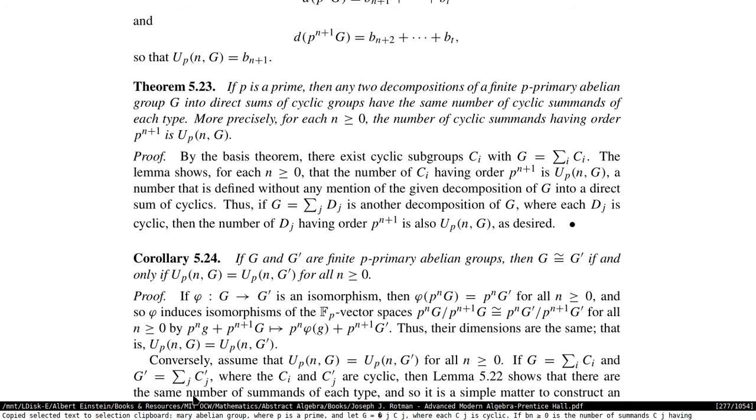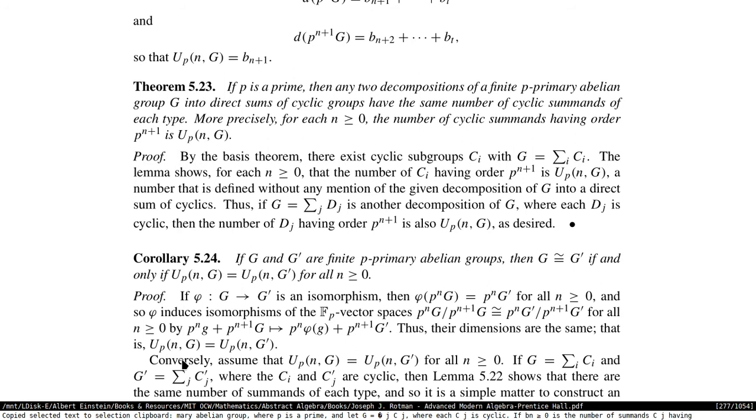Yeah. So theorem 5.23. If p is a prime, then any two decompositions of a finite p-primary abelian group G into direct sums of cyclic groups have the same number of cyclic summands of each side, right? So your b's would be the same. More precisely, for each positive n, the number of cyclic summands having order p^(n+1) is b_(n+1). That is u_p(n, G). Okay, so the proof.